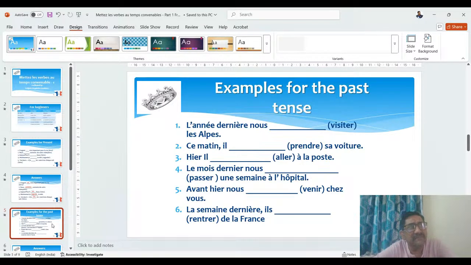And if it is an action which is showing a situation, not an action as such, the verb is showing a situation, it's still imperfect. Okay, so I have chosen words here which can be long or short. If it's short, it's always passé composé. Okay, so l'année dernière, nous dash les Alpes. Okay, l'année dernière, nous dash les Alpes.